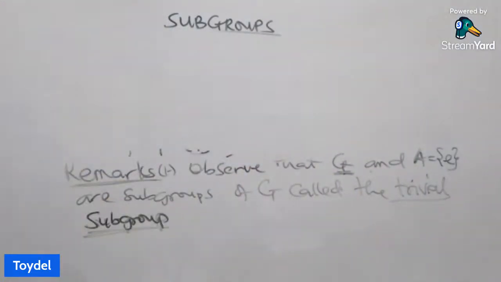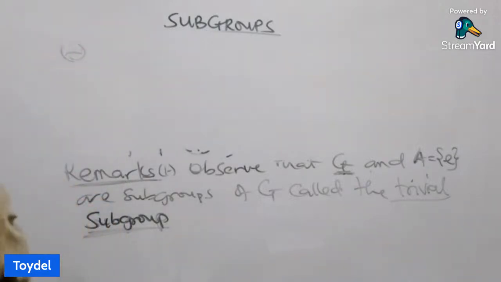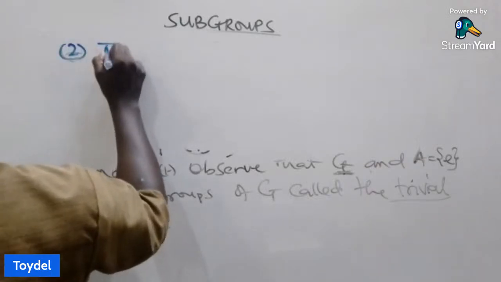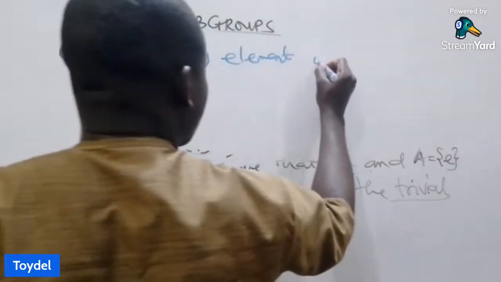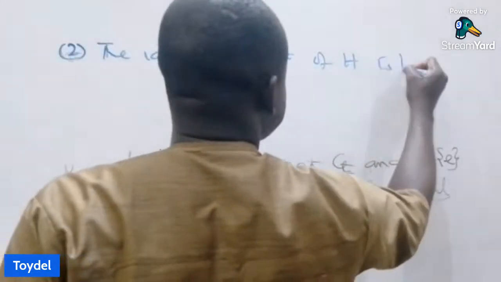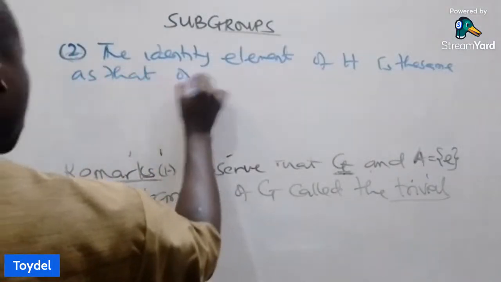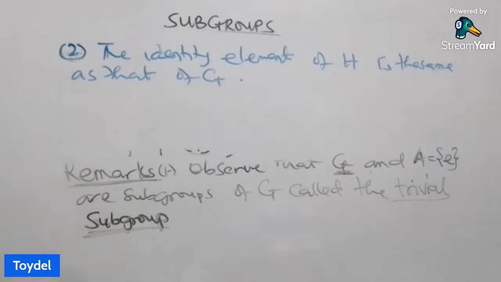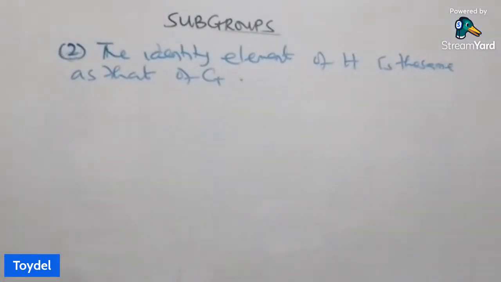We also have some other subgroups. Then two, let's take note of this second point. The identity element of H is the same as that of G. What are we saying indirectly here? That if H is a subgroup of G, they have the same identity element.